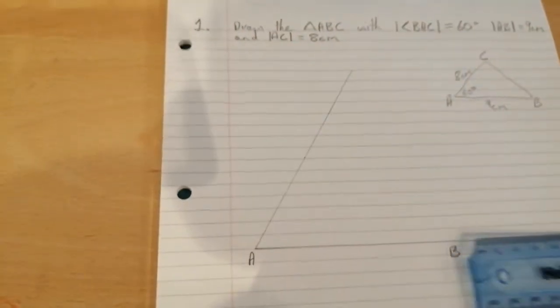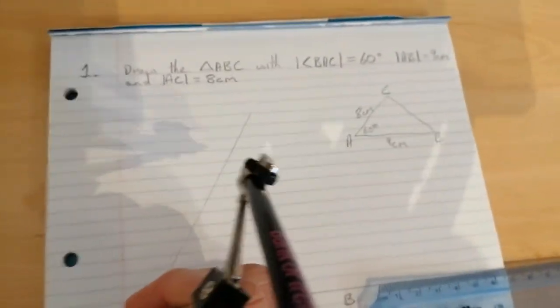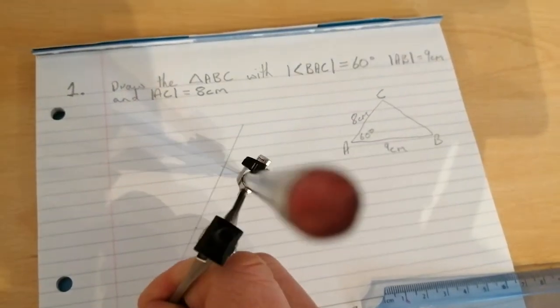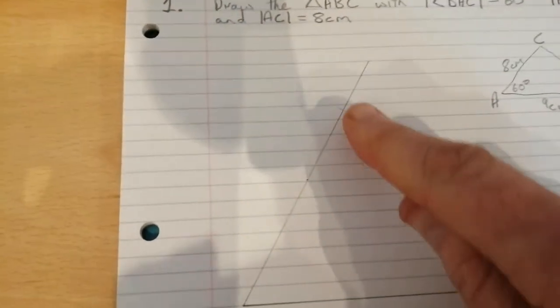And then I'm going to place the point of the compass at A, and I'm going to draw an arc. So let's try and do that one again. Point of the compass at A, drawing an arc. And wherever the arc cuts that line segment that we drew, that's going to be the point C. So let's mark that in as C. So we have our A, B, and C.